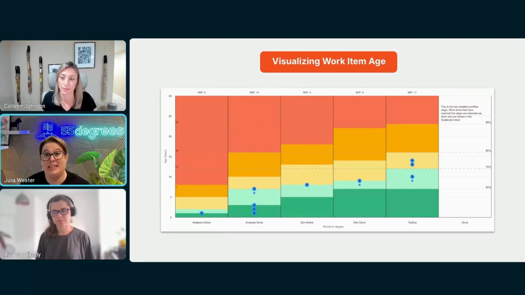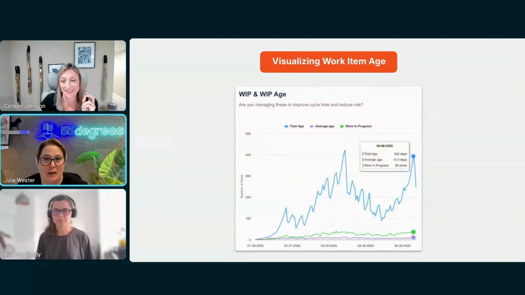But if I pay attention to work item age first, then that will drive me to do things like limit my work in progress and other kinds of things that can improve. So the work item age chart and work item age in general, for me, is the absolute best thing you can do. If you only do one thing, please do this. Yeah. So how do you apply?